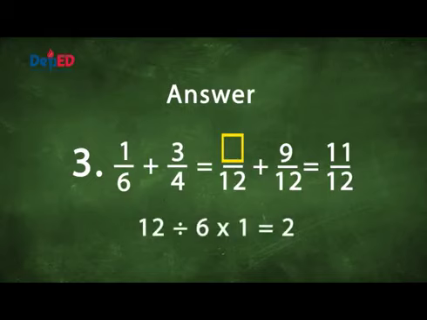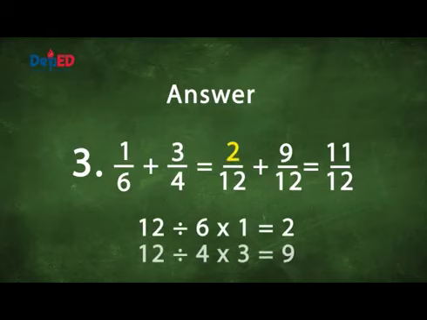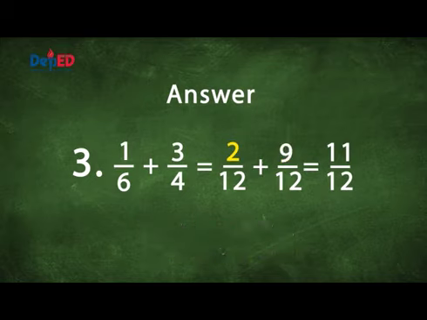12 divided by 6 times 1 equals 2. 12 divided by 4 times 3 equals 9. So, the missing number is 2. Let us continue the solution.